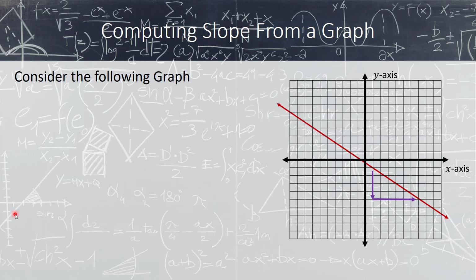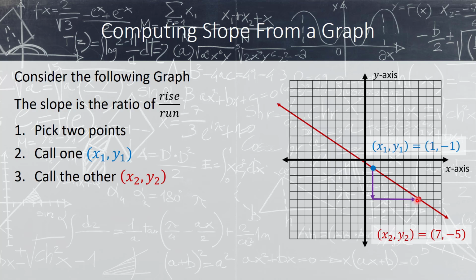Okay, what about computing the slope from a graph? Take a look at the following graph here. Remember, the slope is the ratio of the rise, which in this case would be a negative rise, over the run, and the horizontal arrow would be the run. So let's pick 2 points. Here I have 1 point, x1, y1, with coordinates 1, -1, and the other one, x2, y2, is 7, -5. Now I can apply the slope formula.